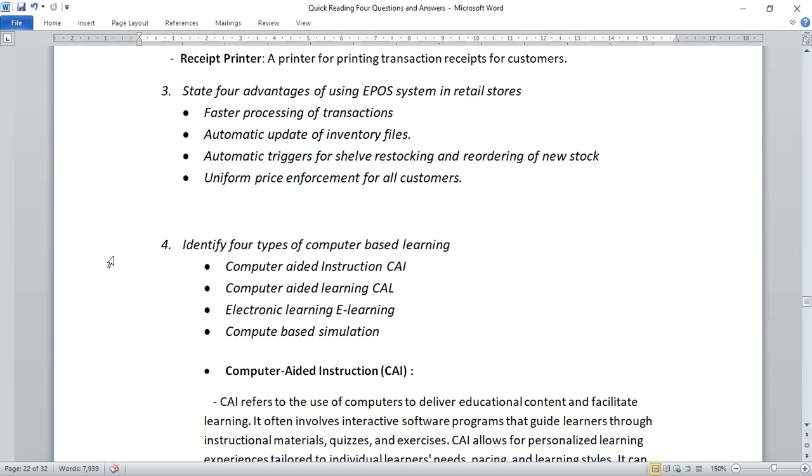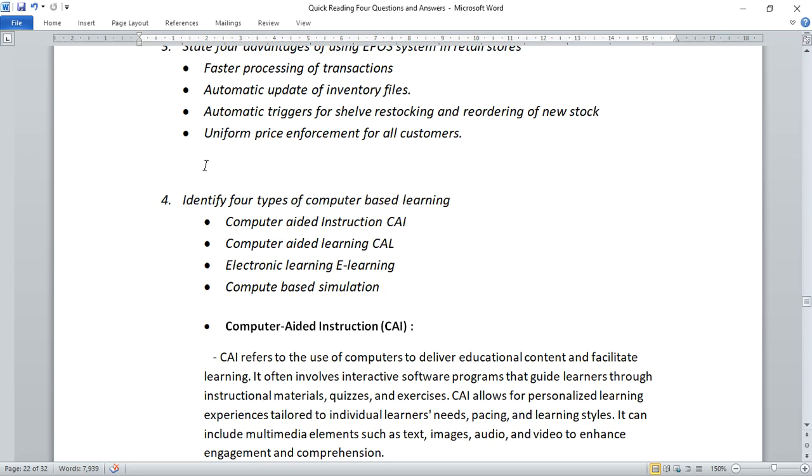State 4 advantages of using the EPOS system in a retail store or a supermarket or a shop. It brings faster processing of transactions, automatic update of inventory, automatic triggers for shelf restocking and reordering of new stock, and uniform price enforcement for all customers. You can imagine a situation whereby somebody is bargaining over a sweater, but when you go to where EPOS is, if a sweater is 1,000, then every customer is sold at 1,000 without bargaining.